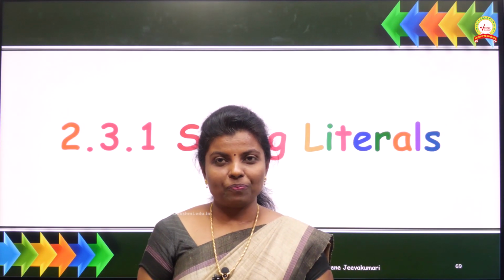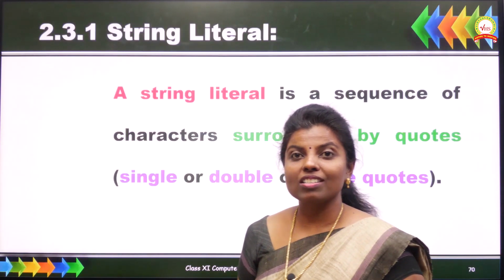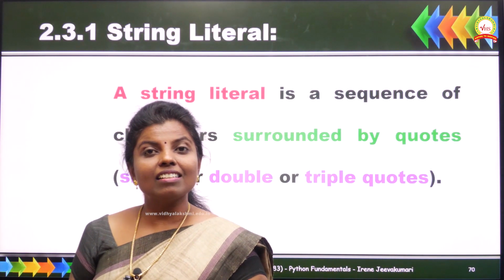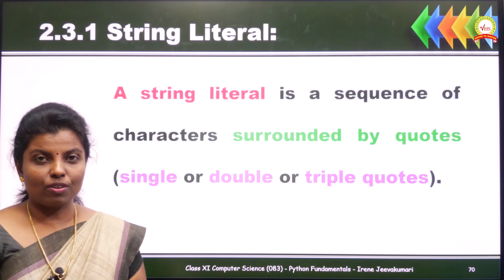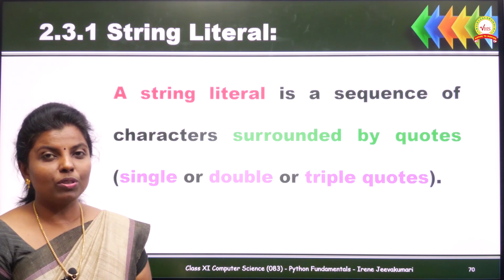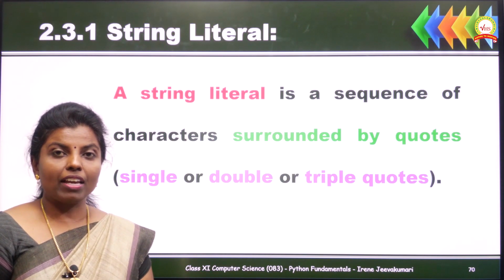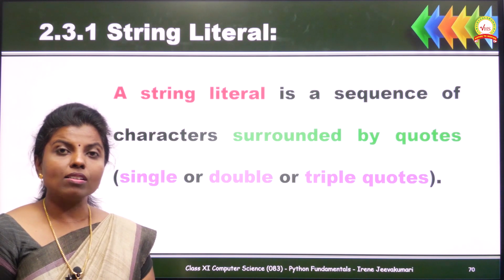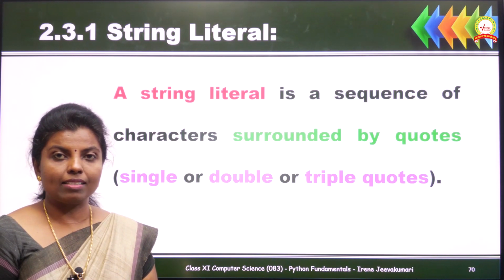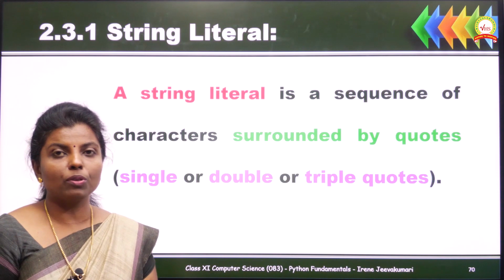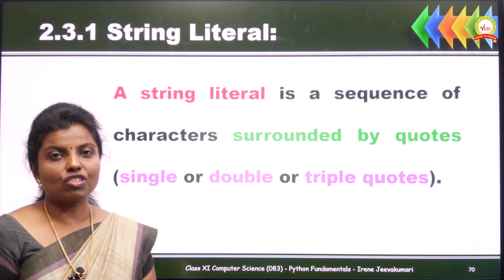Let us begin now. String literals. What is a string literal? A string literal is a sequence of characters surrounded by single quotes or double quotes or triple quotes. If any character or number or symbol is surrounded by single or double or triple quotes, it is referred to as a string literal.